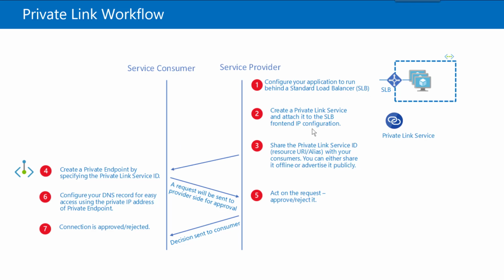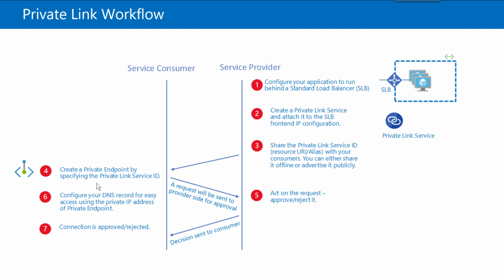Okay, so there are two ways you can provide this resource ID. Either you can advertise it or you can manually send it to the consumer. Then once this resource ID is known, the consumers create their own private endpoints. While creating their private endpoint, they specify the private link service ID, which they received in step number 3. So they map this private endpoint to the private link service ID. Once they map it, the connectivity starts.